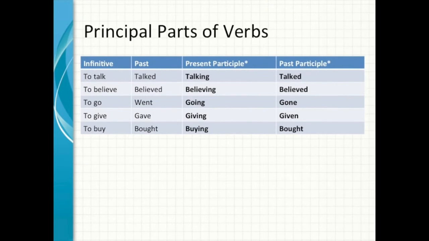I've made this chart to help you see what the principal parts of verbs are. So you can see that the infinitive form goes with to. The past tense, we've already learned this year, usually ends in ed, but not always. And as we are about to find out, the present participle ends with the ing form of the verb. The past participle usually ends with ed, but we will go over some of those irregular cases as well.